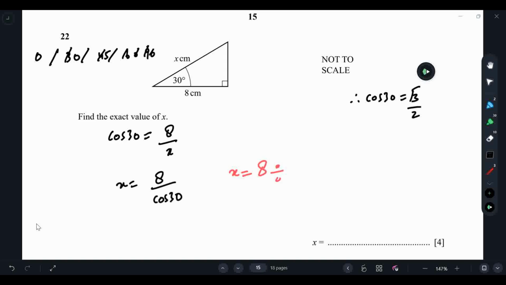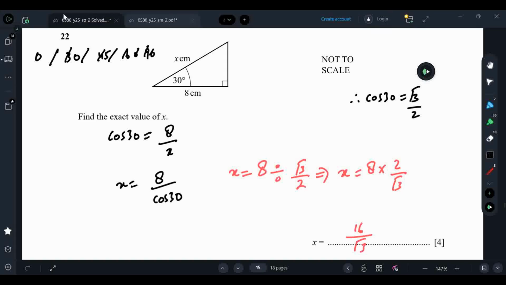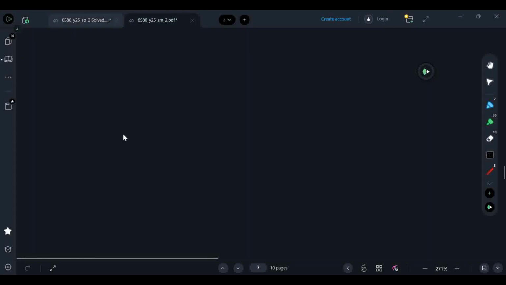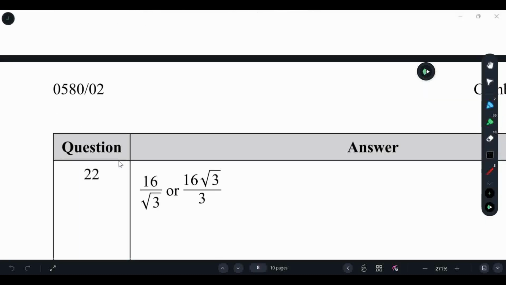So 8 divided by square root of 3 by 2, which means x is equal to 8 multiplied by 2 by square root of 3. So finally the answer will be 16 by square root of 3. This one is question number 22. Let's see the final answer. 16 by square root of 3.